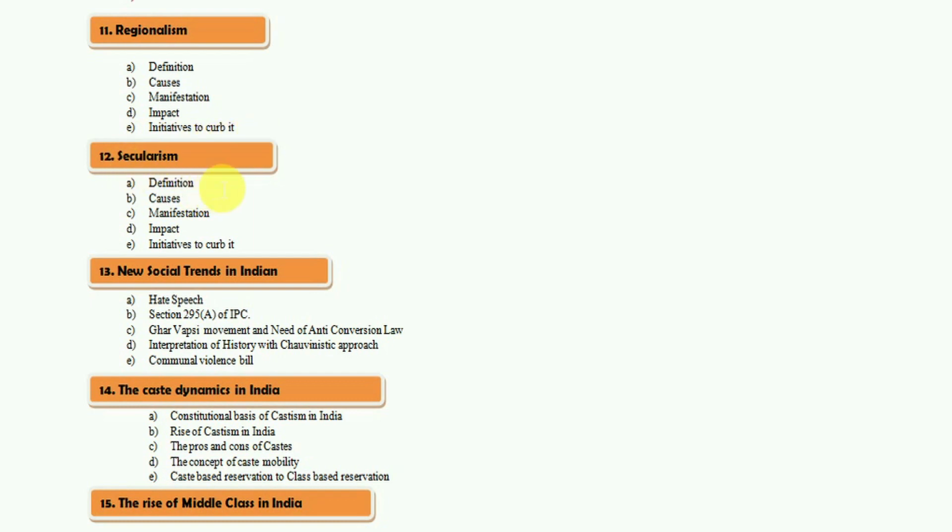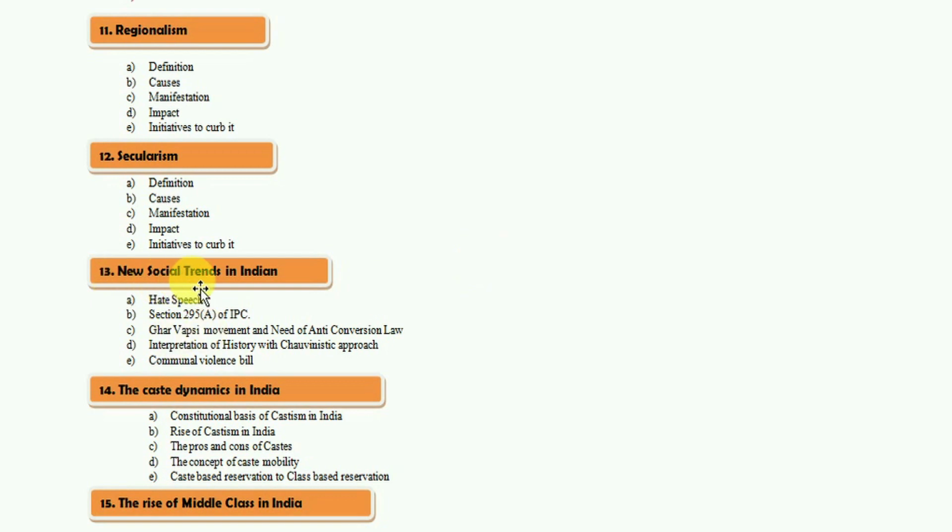Next chapter is secularism. Again, all these things you're supposed to see here: the definition of secularism, the Western version of secularism, as well as the Indian version of secularism, and how both these two things are separated from one another. The constitutional basis of secularism in India, the manifestation of secularism, the impact of secularism, both the positive as well as the negative impact of secularism in India, and at the same time, the initiative taken by the government of India to curb the deviation from secularism in India.